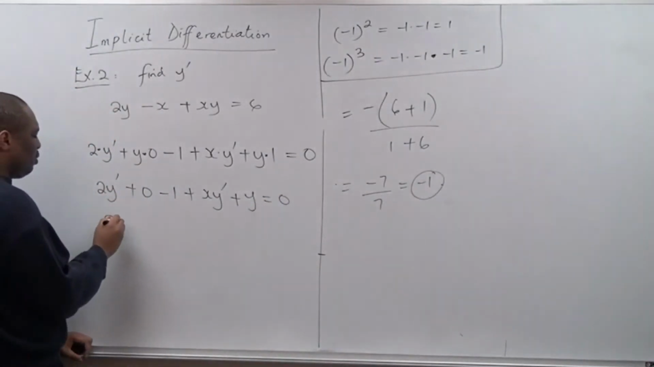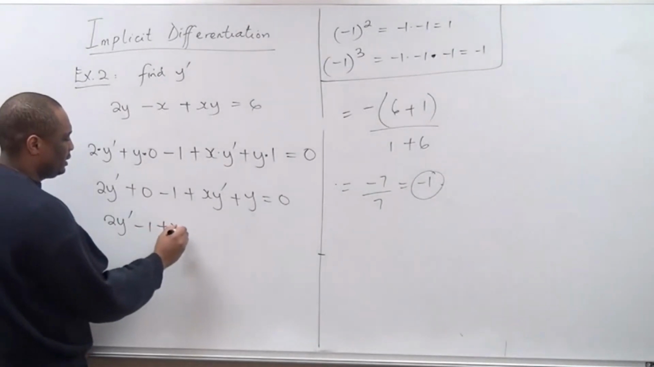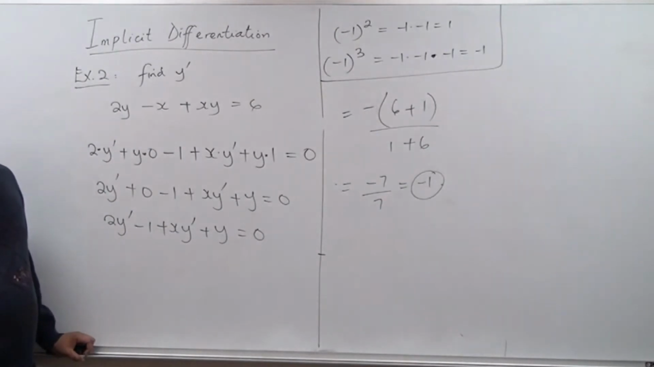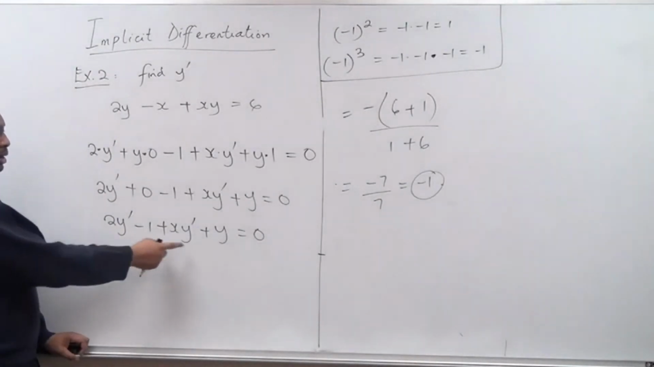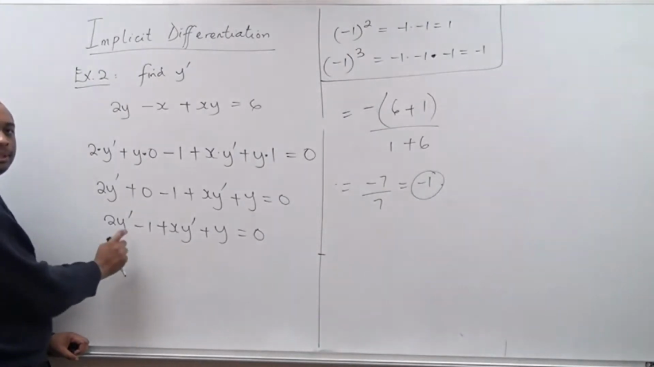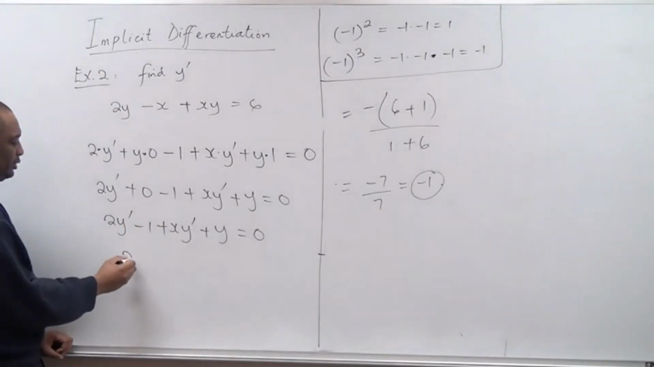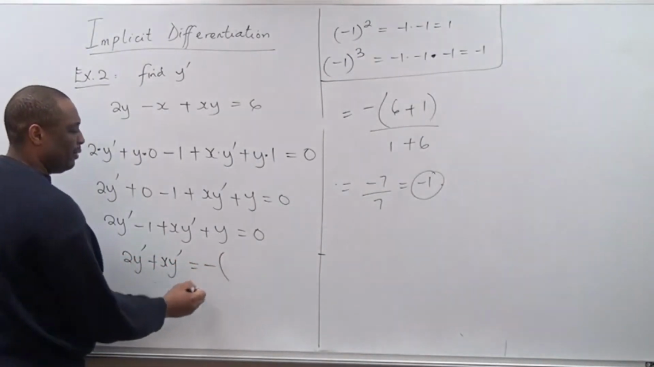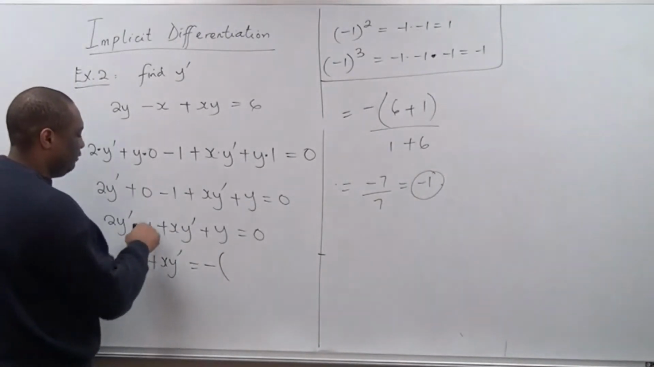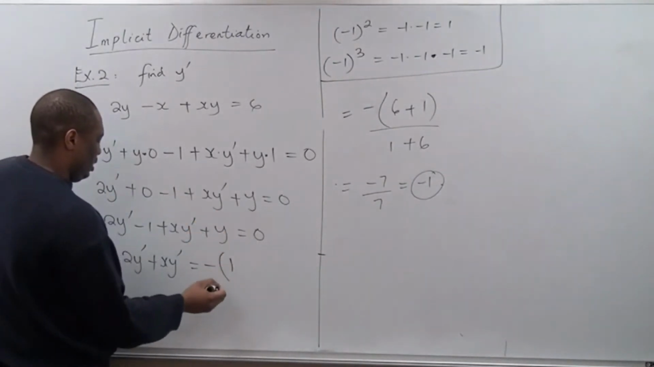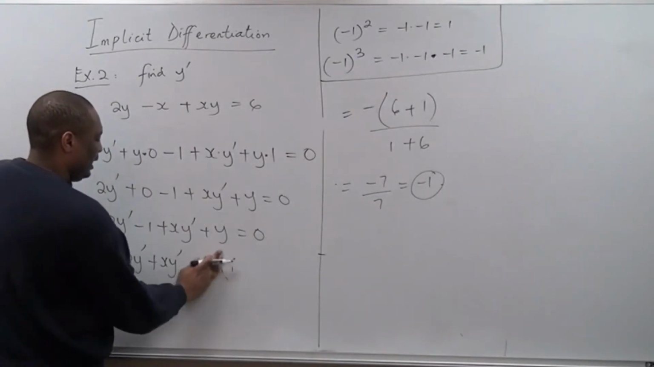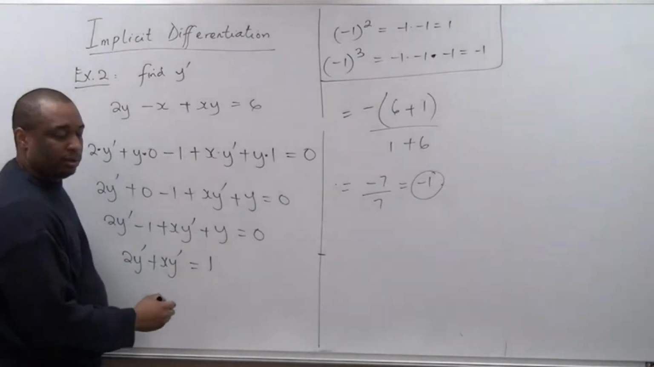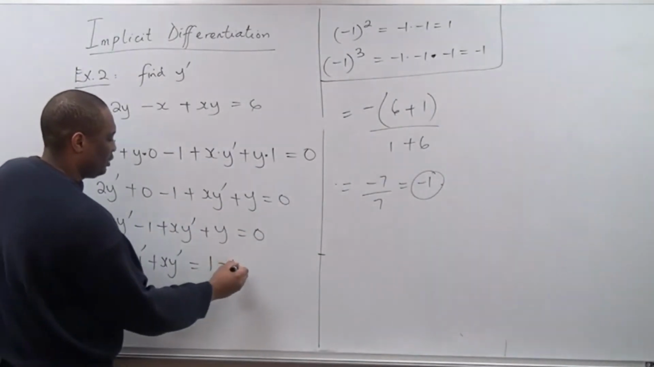So this is 2y prime minus 1 plus xy prime plus y equal to 0. Now you get the like terms. The like terms are those terms that have y prime. So this is 2y prime plus xy prime equal to negative 1 over here is 1, then plus y over here is minus y.